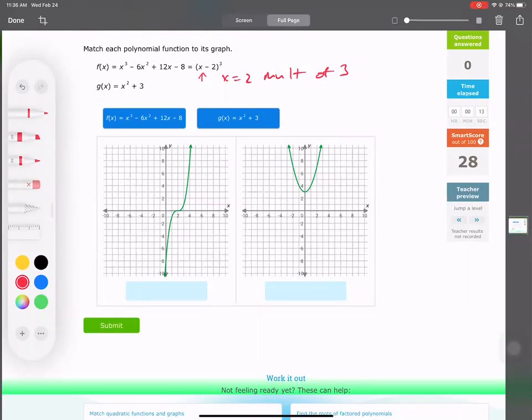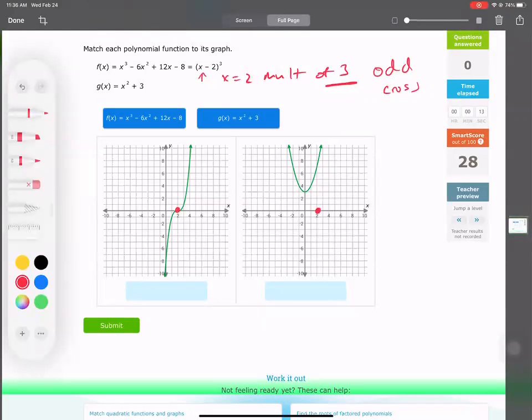So if you look at this graph, does this have a solution at 2? Of the two choices, which of these have a multiplicity of 3? Remember, multiplicity of 3 is odd. So is that a cross or a bounce? If it's odd, is that a cross or a bounce? This is a cross. So it does cross at negative 2.